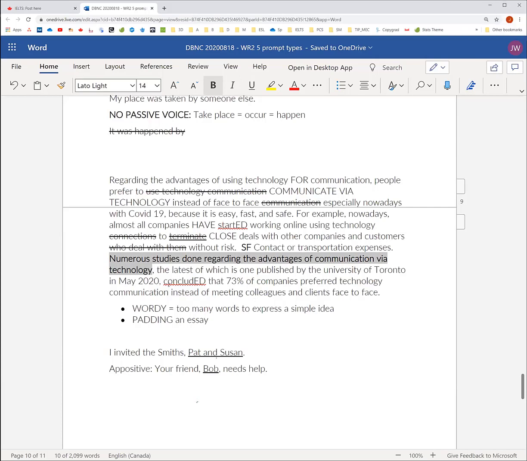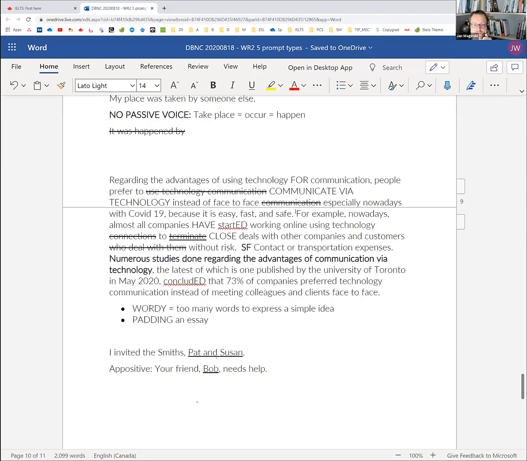Oh, yeah, right. Again, not technology communication, but communication through technology. Via technology, yeah. So you've got the research at the end. It's okay. The example is a bit weak because it's not really an example. It's just a statement.